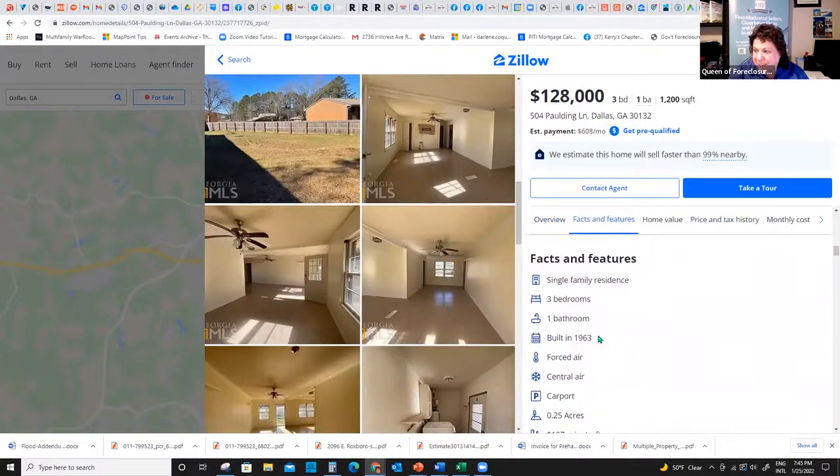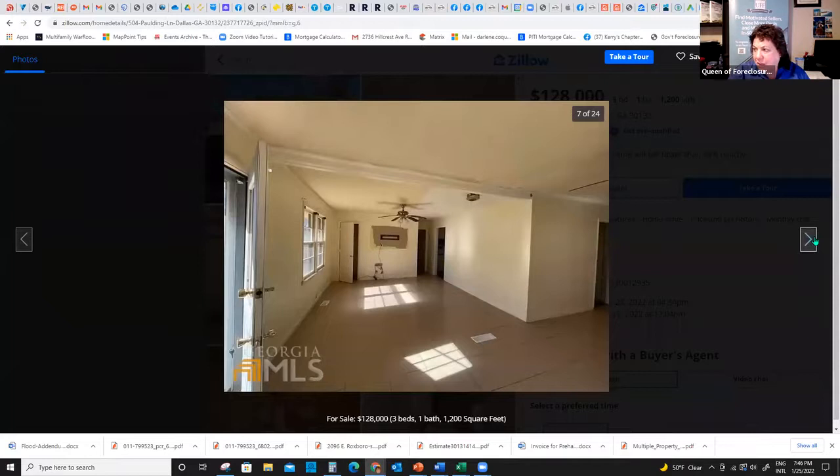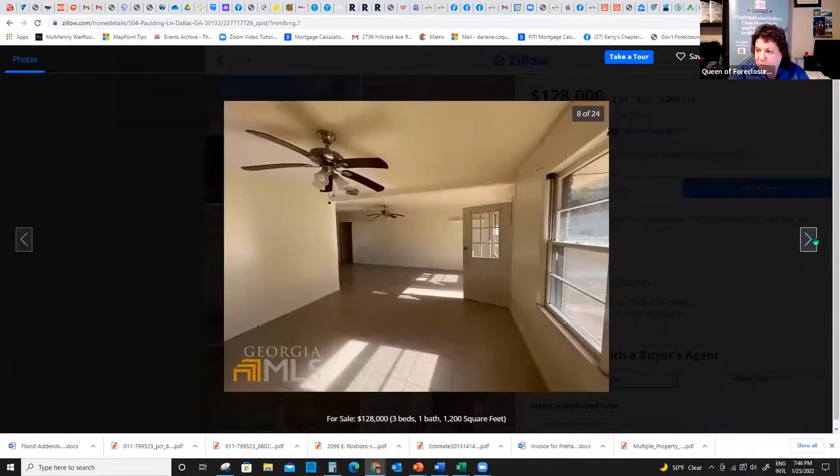This was built in 1963. It's on a 1/4 acre, 3-bedroom, 1-bath. You know, there's a chance that this is worth 175. So I'll go do my due diligence and just do a little research. I don't need to get in the house. And that's just me. Here's 24 pictures right here.